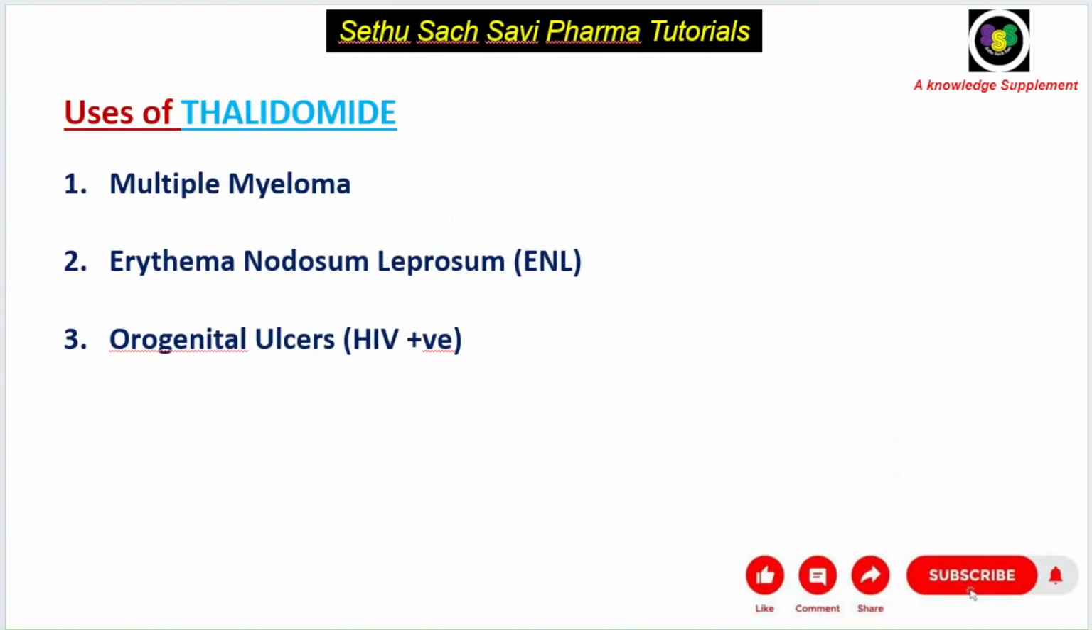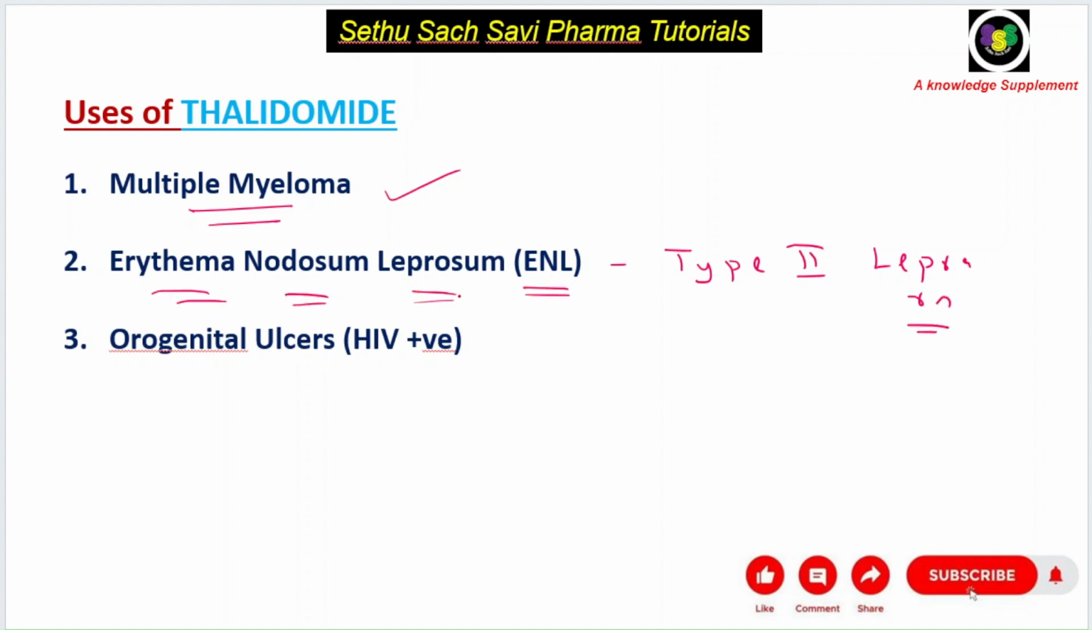Now later on, this drug was reintroduced to the market due to its immunomodulatory property and anti-tumor property. Due to its anti-tumor property, it is used in the treatment of multiple myeloma, a blood cancer affecting the plasma cells. Also, it has been found to have immunomodulatory property, so it is used in leprosy for type 2 lepra reaction, which is called ENL, erythema nodosum leprosum. It is also used in orogenital ulcers seen in HIV positive patients. So that is how it has been reintroduced in the market.